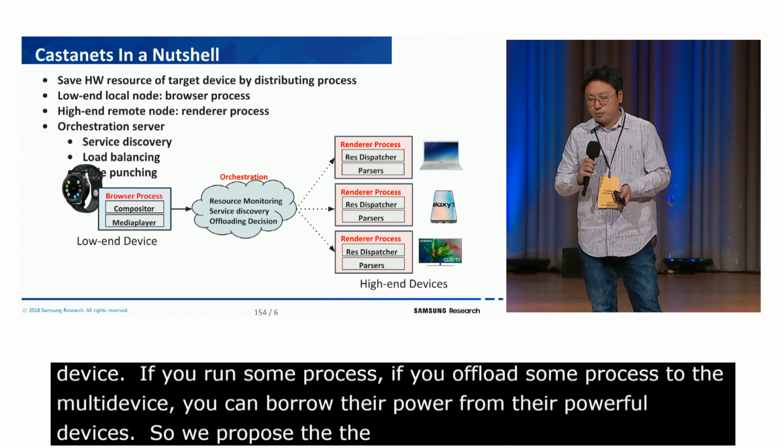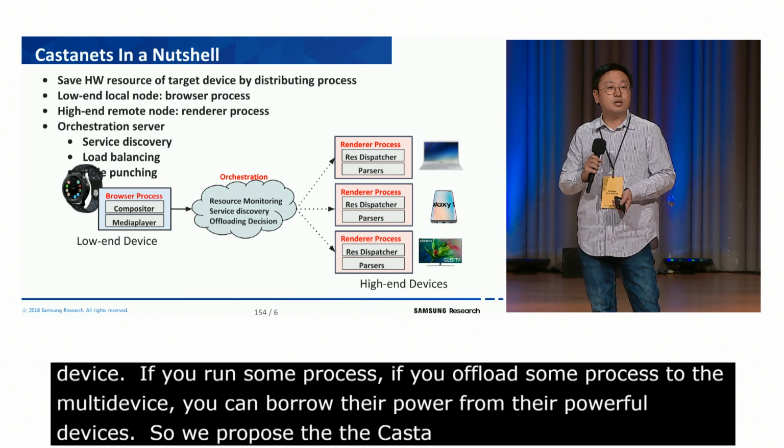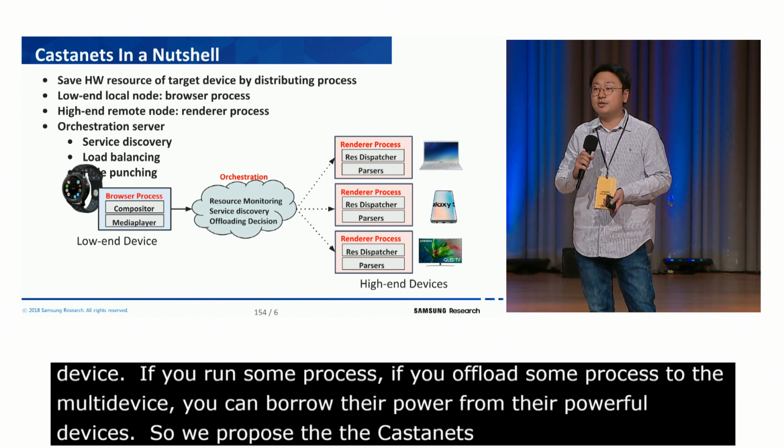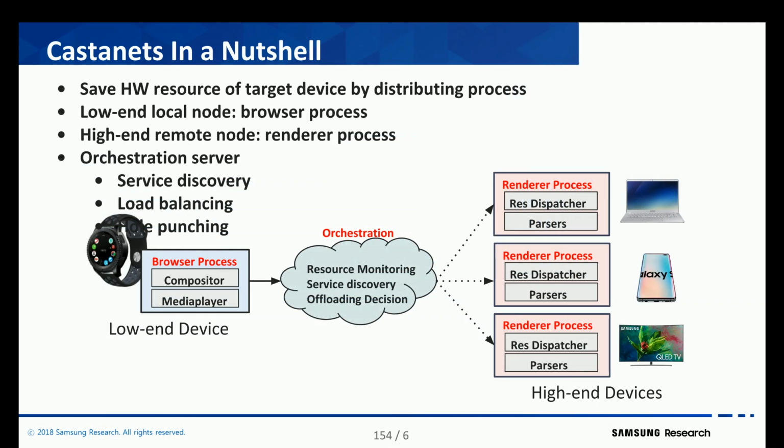What we do is run the render process, which runs the JavaScript and those complex layout parsing and other complex things, on super smart devices such as a laptop, smartphone, and smart TVs. And you just get the graphical result in the browser process.